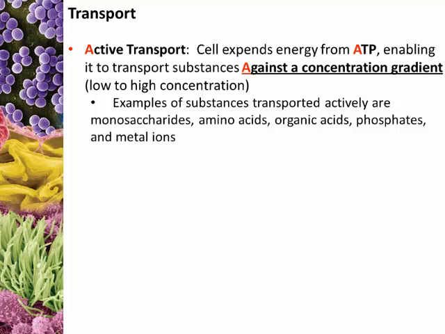Common substances transported actively: monosaccharides, so sugars, amino acids, organic acids, phosphates, metal ions. That's a lot of things that the cell is very commonly going to need. Because of that, active transport is the most common type of transport that occurs within a cell. A lot of things are going to be actively brought into the cell. Think about it, food. Even if there aren't that many sugars in the external environment and it can't just move them from high to low, it's still going to want them in the cell.